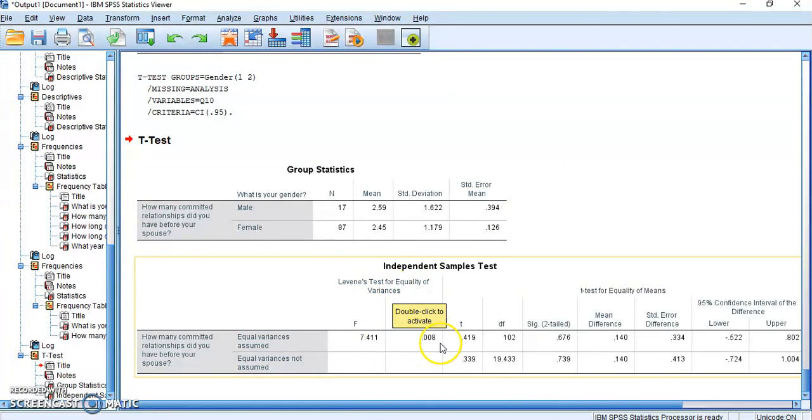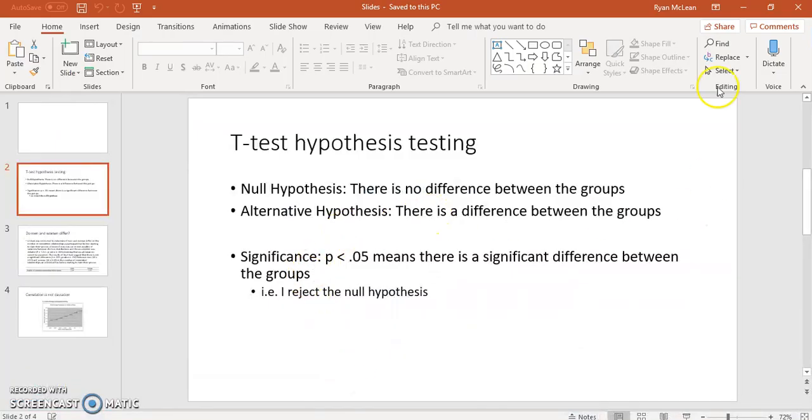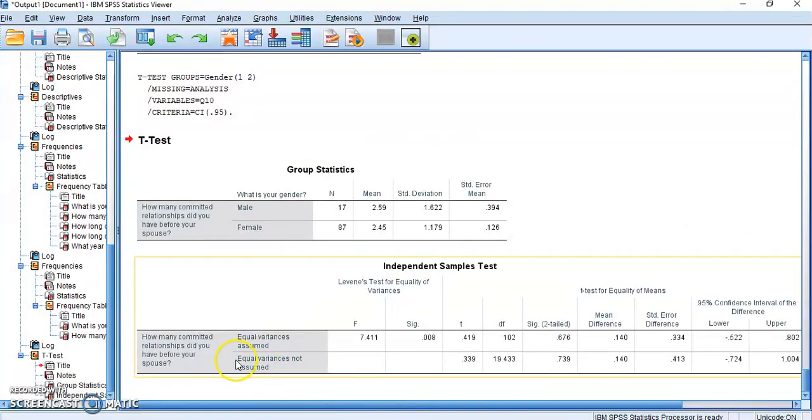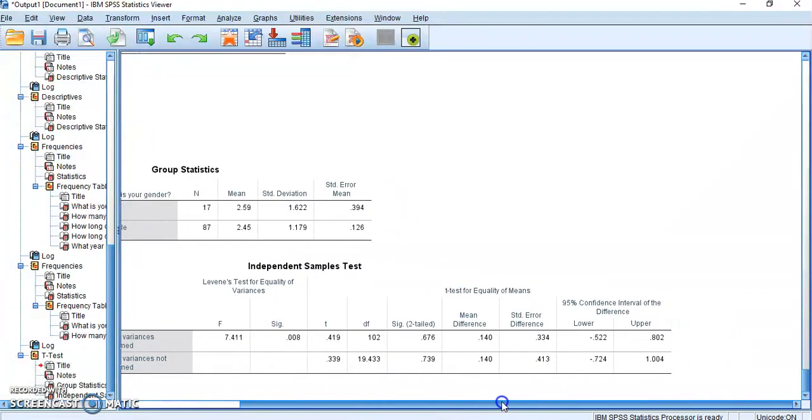So this is significant because the p is, here's our significance right there, SIG, significance. It's less than 0.05, so that means there is a difference between the groups, so equal variance is not assumed because our groups are not equal. So then we look at this bottom line and we report this t statistic.